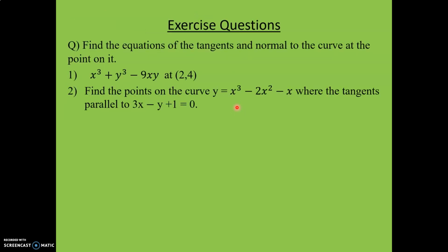Now some exercise questions are given to you. Find the equations of the tangents and normal to the curve at the point on it. Two questions are given. One is a different question, so you have to find out.